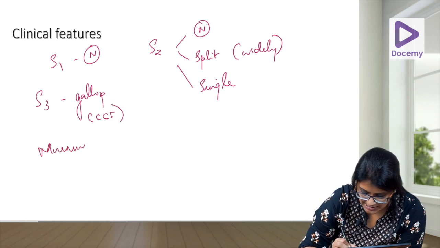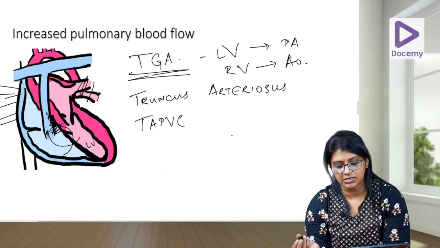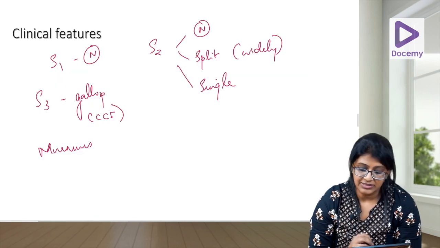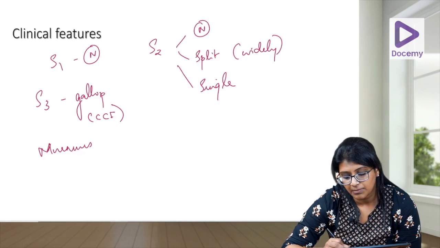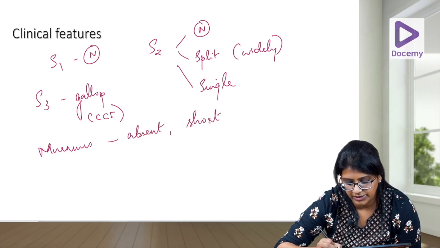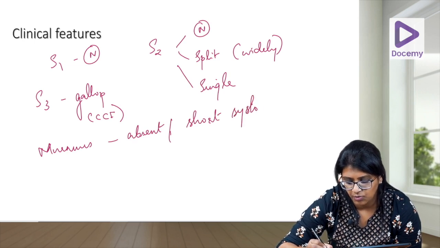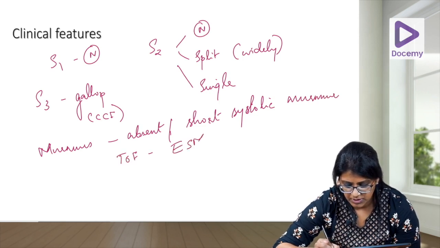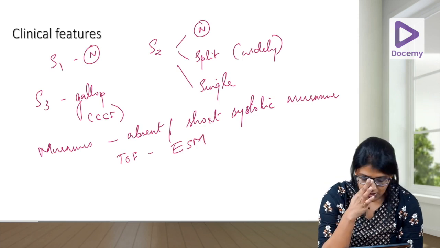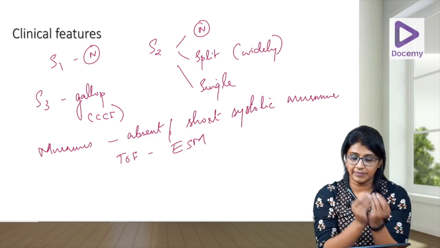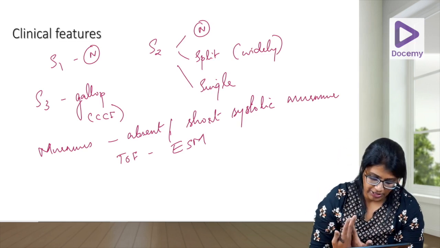You have horrible diseases like TGA, truncus, and TAPVC, which present very early to you, and in these diseases unfortunately the murmur may be absent, or at maximum you have a very short systolic murmur. You don't get anything more than that. As far as TOF goes, you will get an ejection systolic murmur. If you have a TGA with a PS, you can still have a TOF-like condition with pulmonary stenosis, and you may get an ejection systolic murmur.